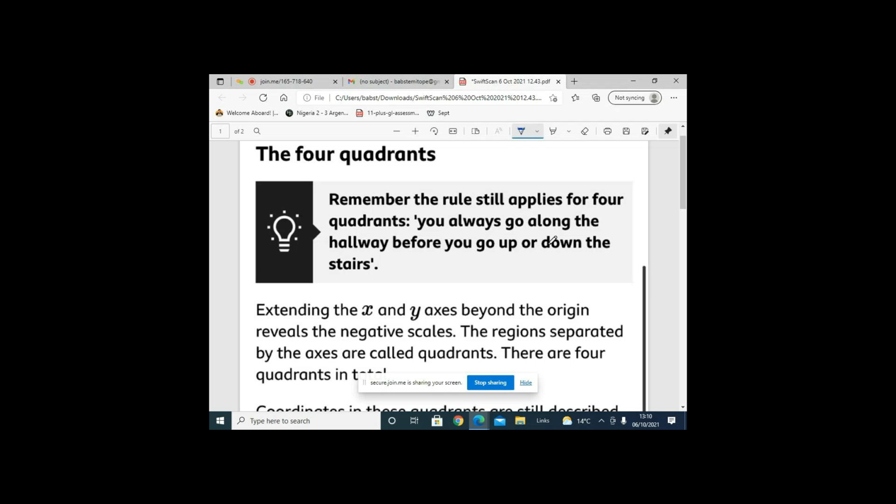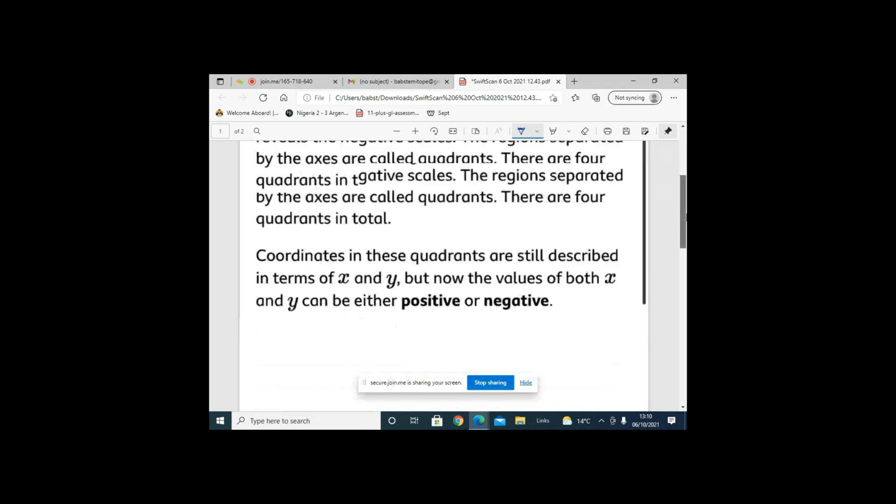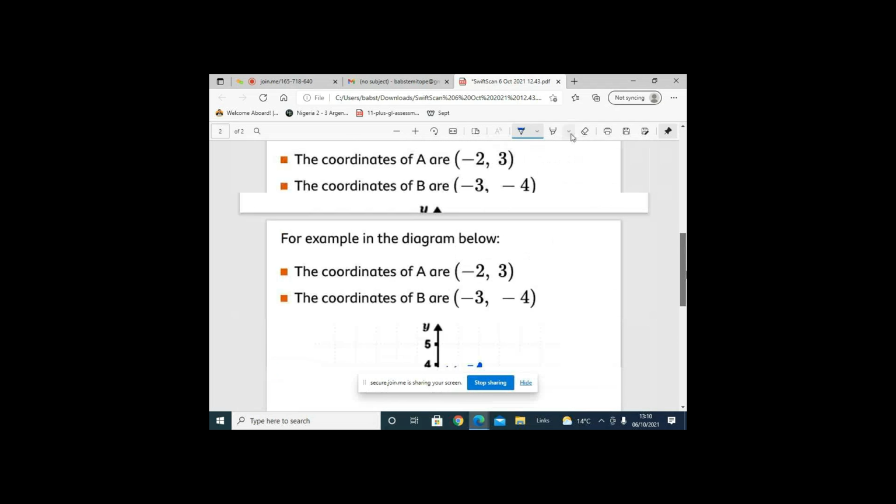So, for example, if on the y-axis you go further down from 0, that means you're going to the negative scale. If on the x-axis you go further to the left, that means you're going to the negative scale too. So it doesn't matter. The region separated by the axes is called what? Quadrants.